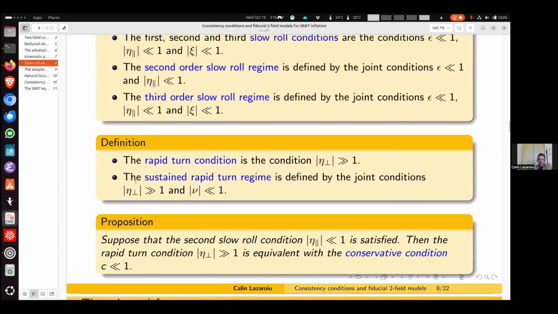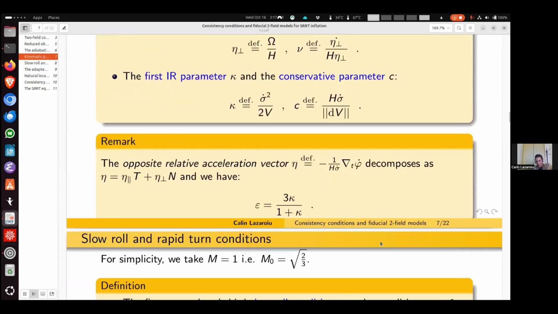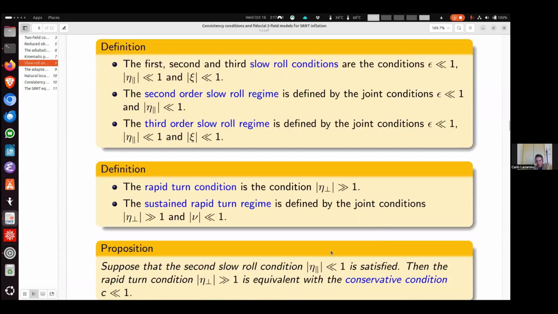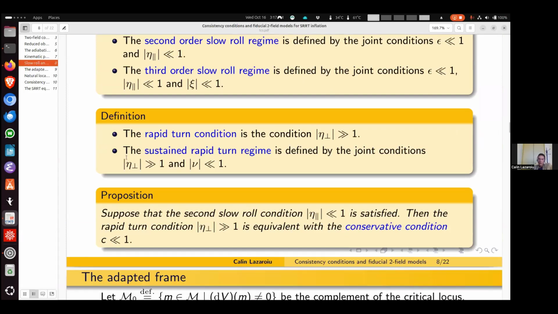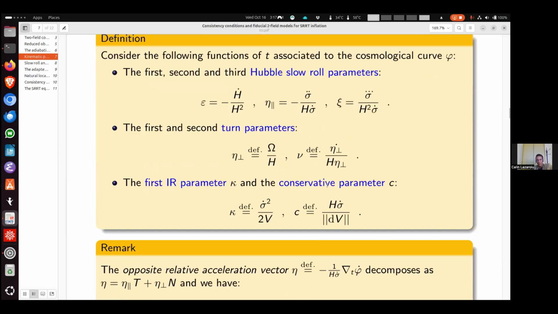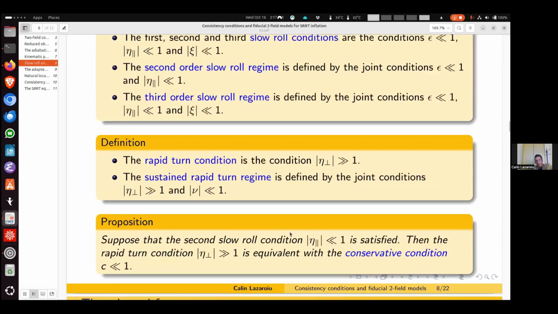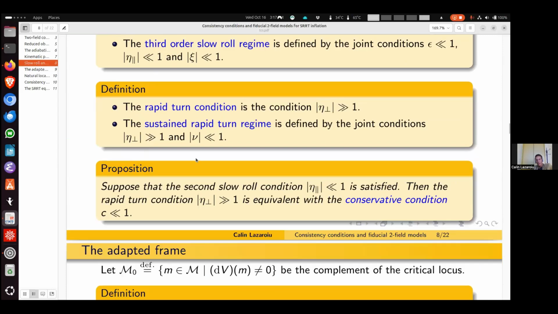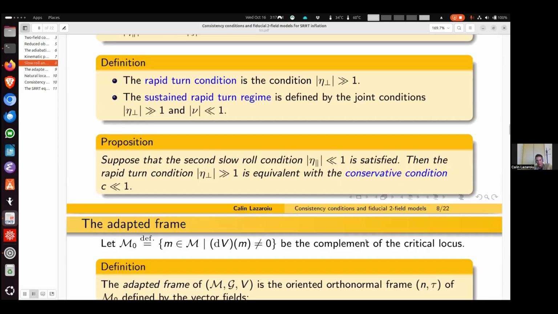So now you also, by definition, consider the rapid turn condition, which is a condition that the absolute value of eta perp, one of the parameters I defined before, it's omega over H, is much bigger than 1. Of course, that's equivalent to saying that 1 over eta perp is much smaller than 1. And you also consider the sustained rapid turn regime, which is defined by two joint conditions, namely the rapid turn condition together with a further condition, which is the absolute value of nu much smaller than 1. Nu was another parameter I introduced before, the second turn parameter. So if you require 1 over the first turn parameter to be much smaller than 1, and the second turn parameter much smaller than 1, that's called the sustained rapid turn regime. And that's the kind of regime that we are going to be interested in.